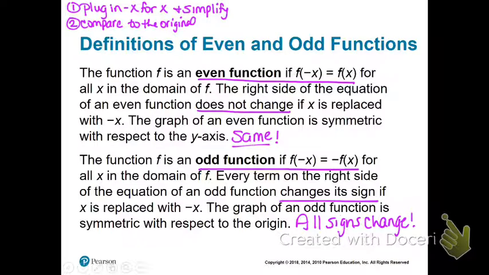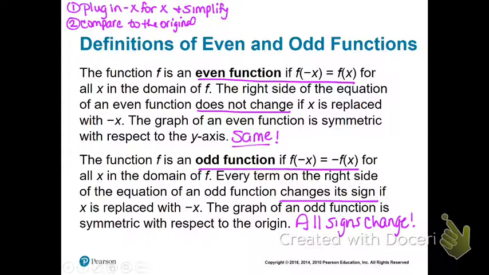All right, so the steps are still the same. We're going to plug in -x for x and simplify. Then we're going to compare it to the original. And then I'll ask, did it stay the same? And if it's yes, it's an even function, we're done. If it's no, then you have to ask the second part. Did all signs change? If it's yes, then it's odd. If it's no, it has to be neither.